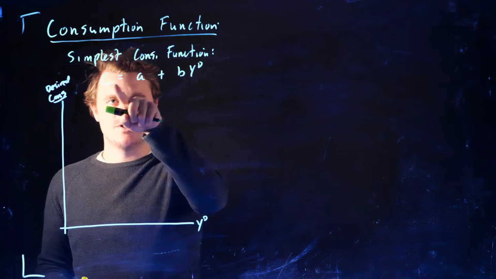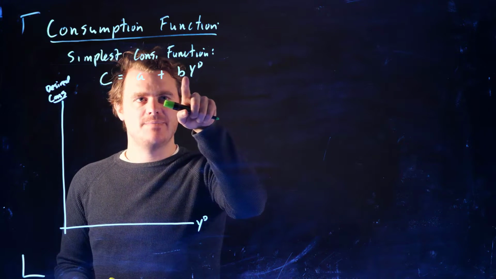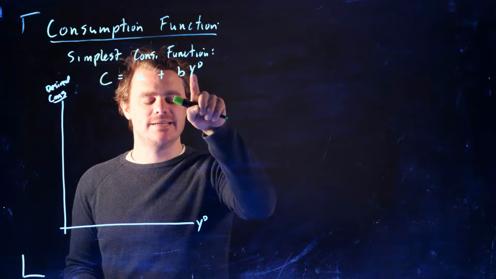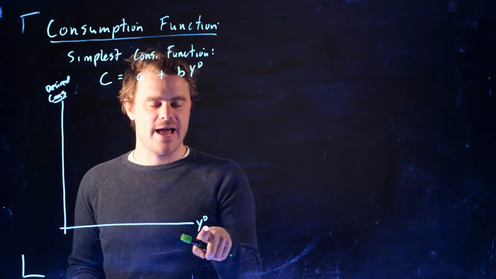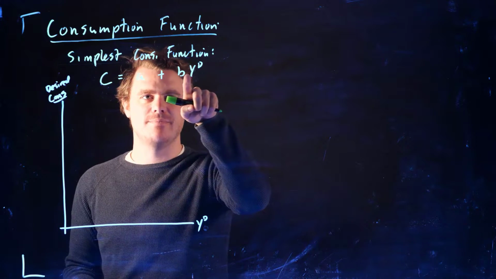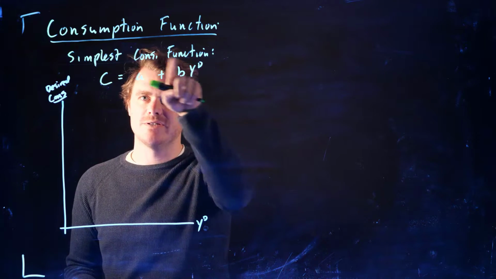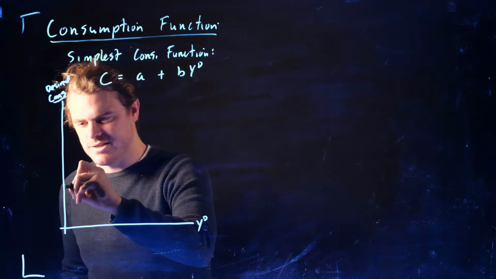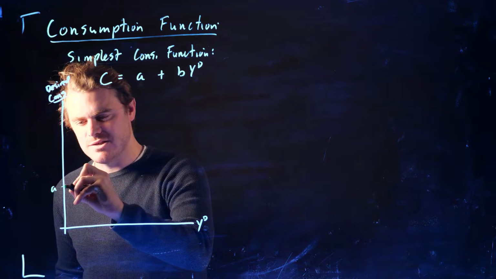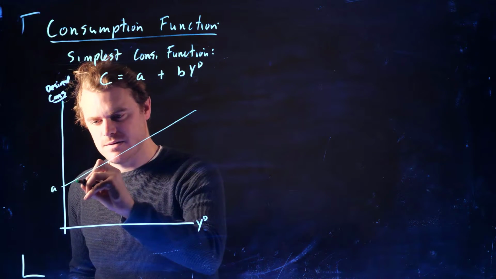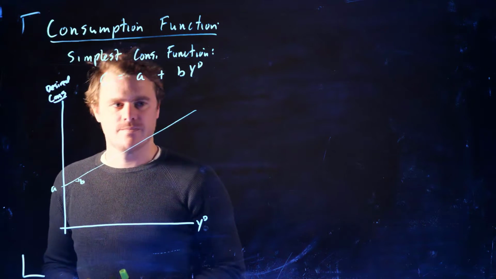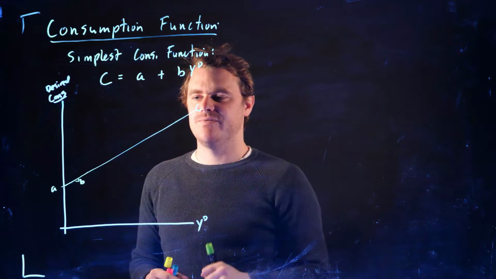And essentially what we're doing with desired consumption is we have an intercept. Here's YD, so this is that x value. Y equals mx plus b is the equation of a line. And so we have this intercept of A, and we have a slope of B. And this is what our consumption function looks like.